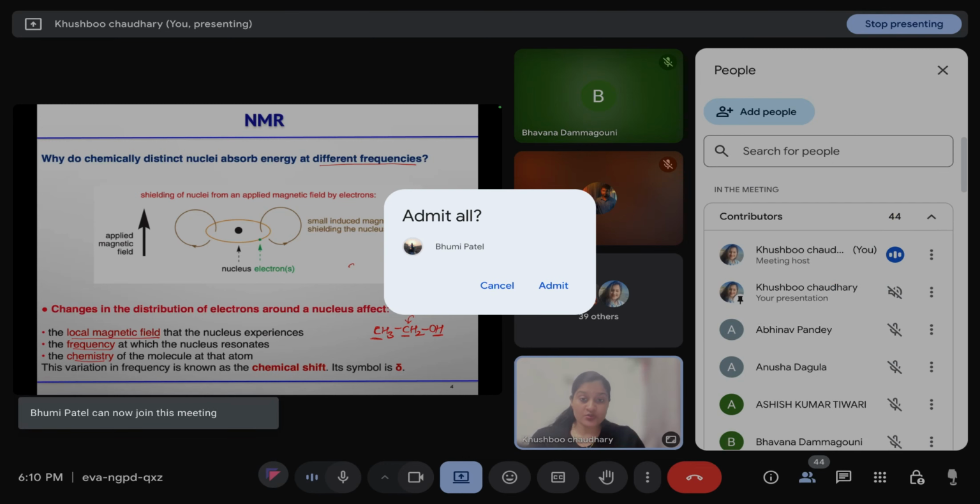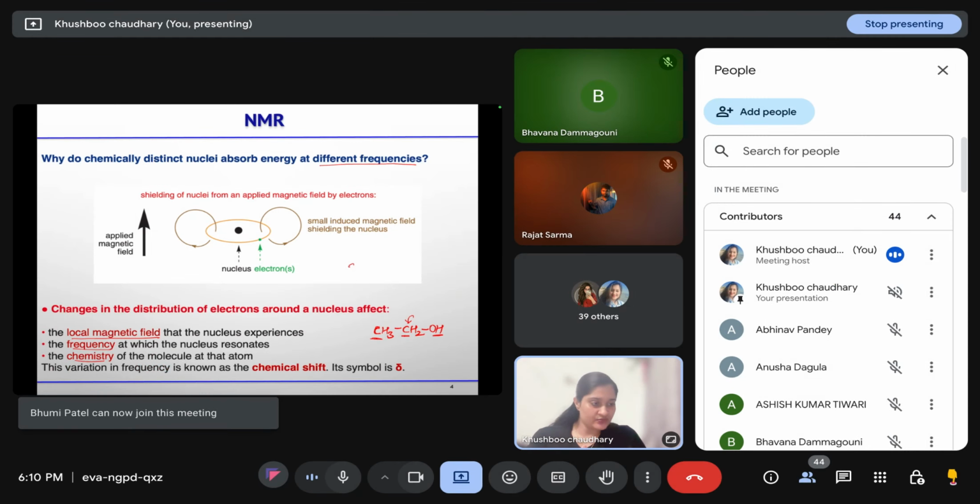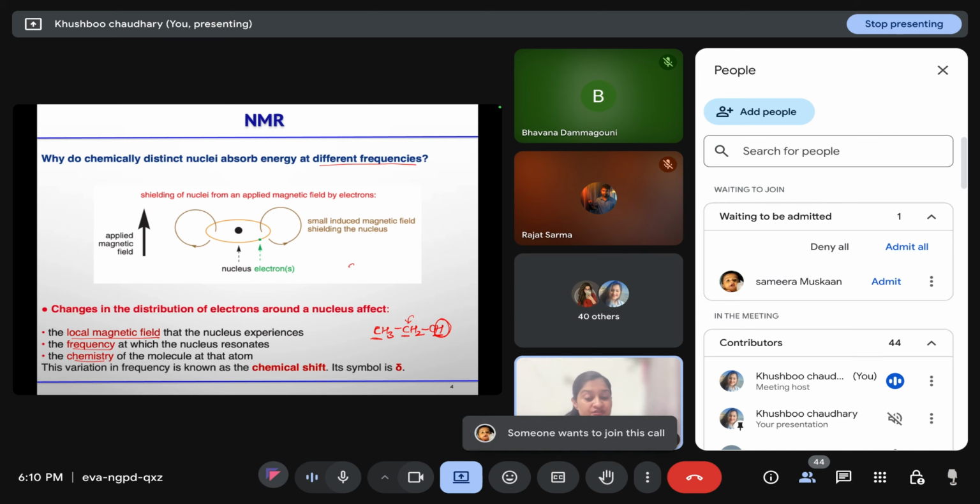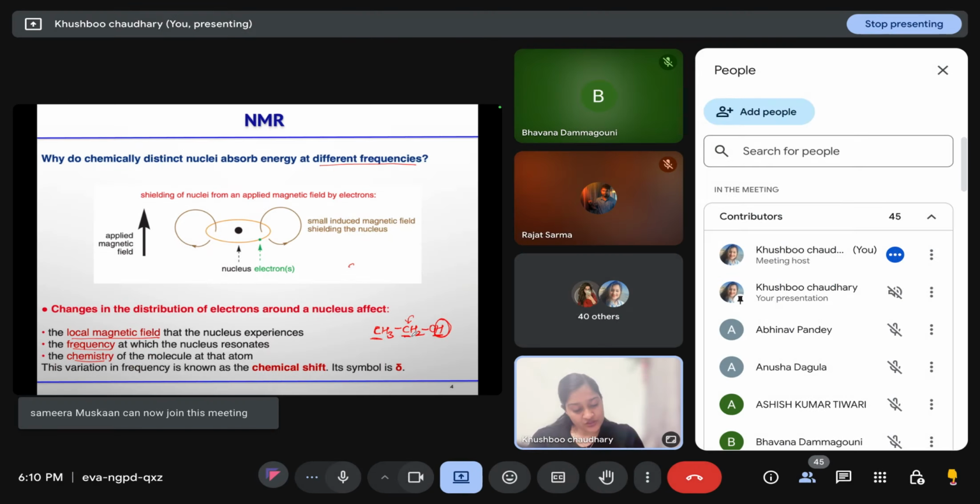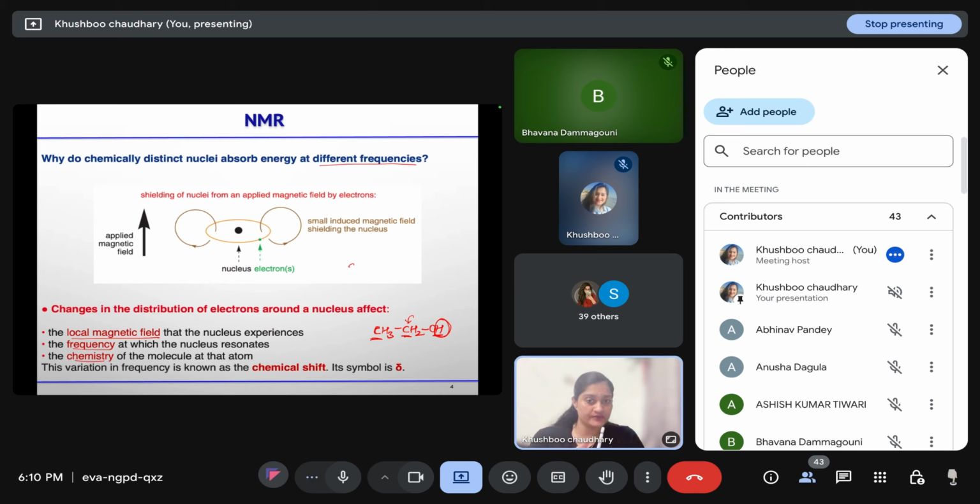Now, if we want to see a chemical change in this molecule, if we treat it with any base, only this proton will be abstracted by the base, not the other protons, because the acidity of this proton is more than that of the other two hydrogens present in the molecule. So the distribution of electrons not only affects the local magnetic field, its NMR, but also its chemical properties. Okay, so this variation in frequency, we will call it chemical shift, and we will represent it as delta.